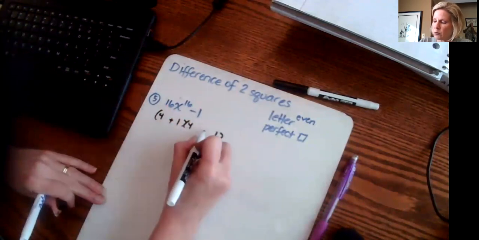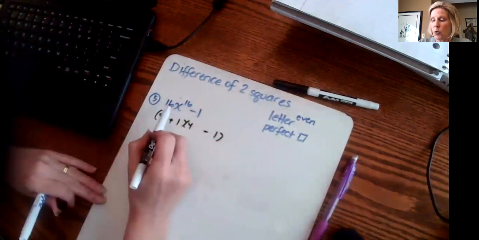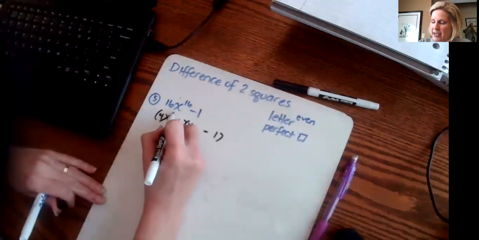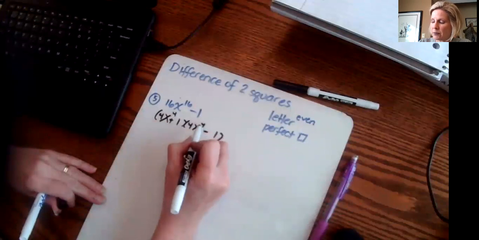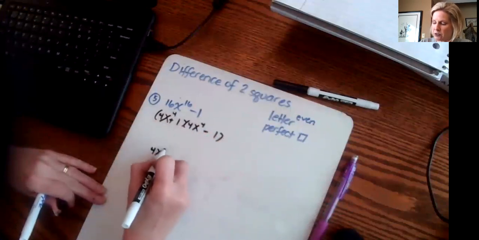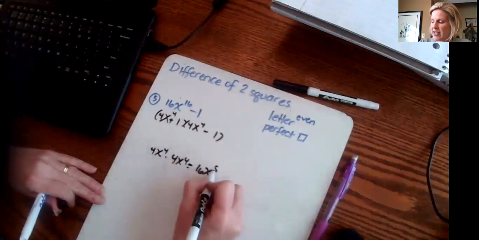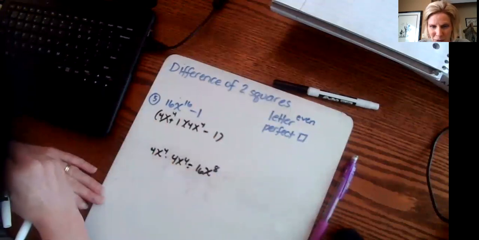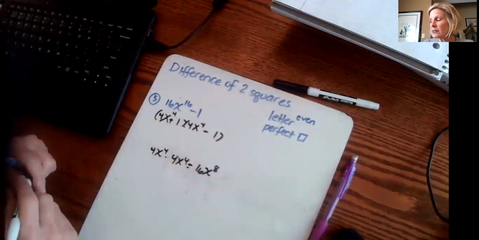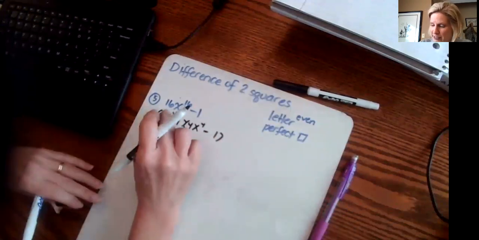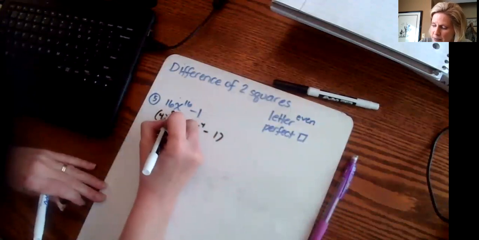One's got to be plus. One's got to be minus. With the x to the 16th, rookie error, people will think x to the 4th, x to the 4th. But guys, remember, 4x to the 4th times 4x to the 4th is 16x to the 8th. You add the exponents, so that's not right. So if you want to take the square roots, you've just got to remember to half the exponents. So it's supposed to be 8 here.